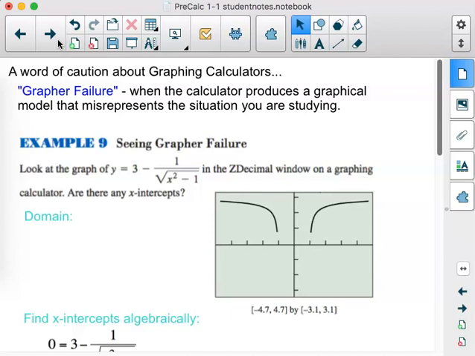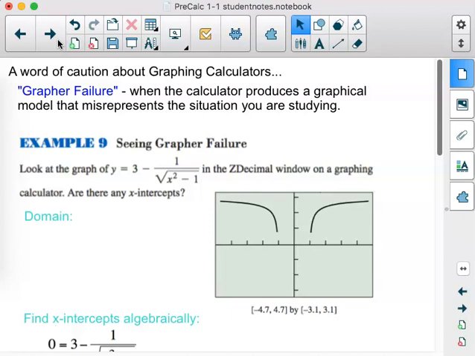We're going to look at the graph of y equals 3 minus 1 over the square root of x squared minus 1 with a window, quite frankly, I have never used in my life except for this example right here, zoom decimal. And it's because zoom decimal is based on graphing starting with 1.1. It has a focus on tenths as its decimal. But this is what they want us to see.